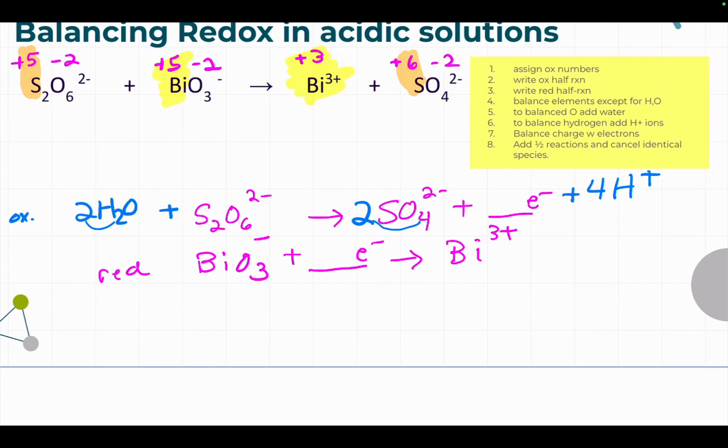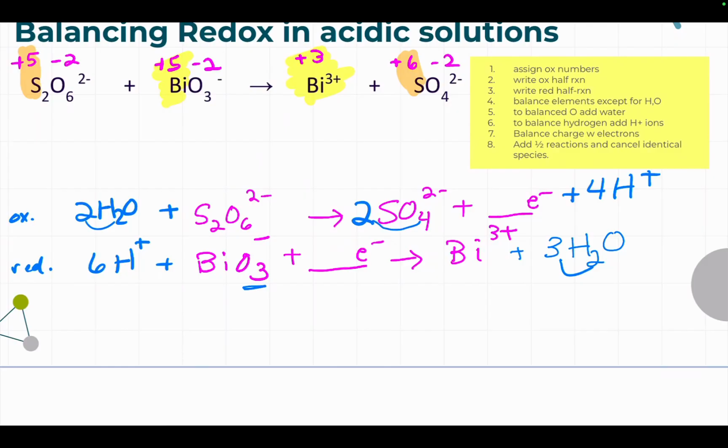So now the other one, we have the oxygen. So we would need 3 waters on the product side. And then you can see that we would have 6 hydrogens. So we would want to put 6 hydrogens over here. So now let's determine the electrons.